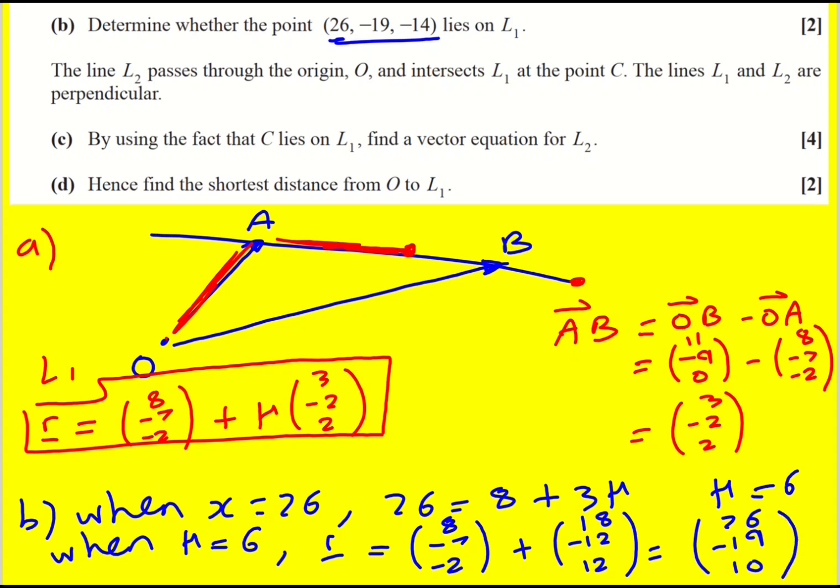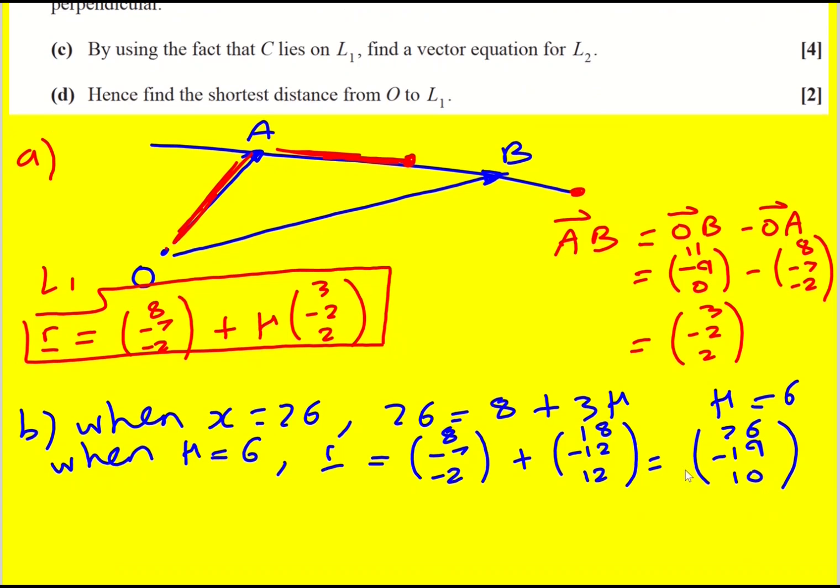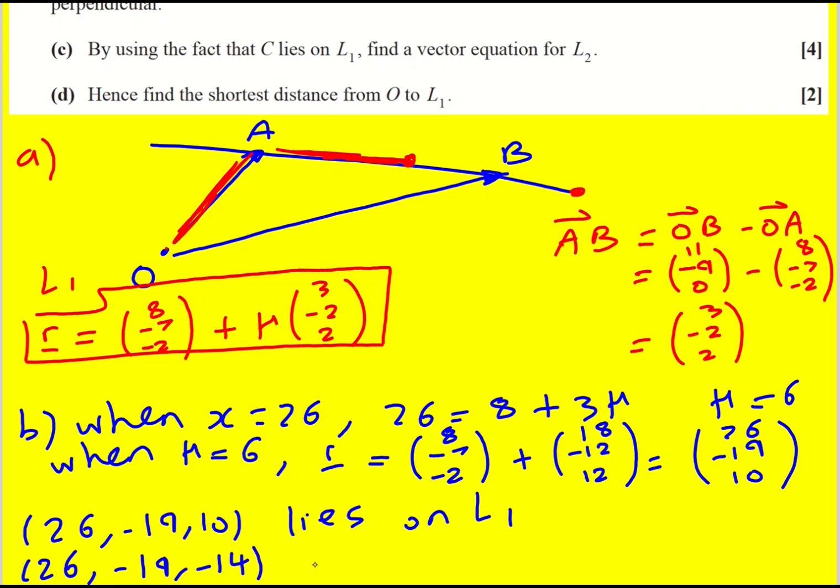So the 26 and the minus 19 work, but the 10 doesn't. So 26 minus 19, 10 lies on L1. 26 minus 19 minus 14 does not.